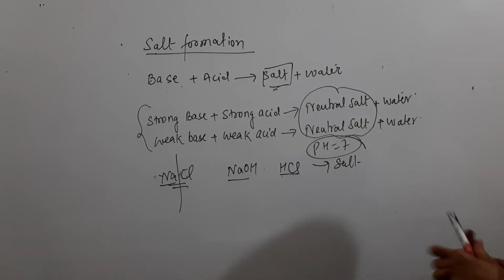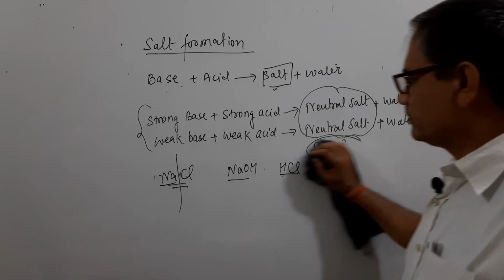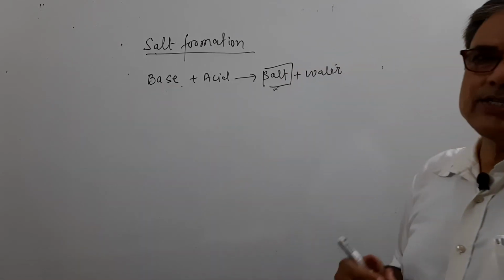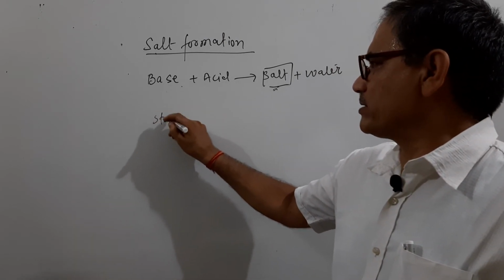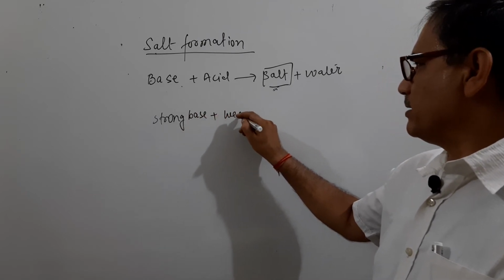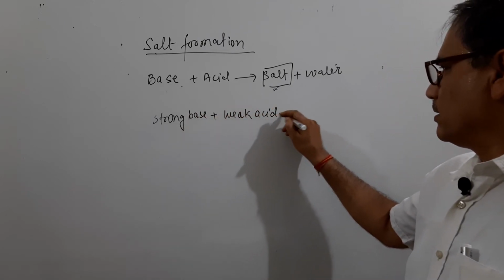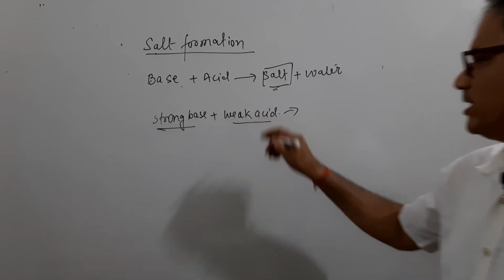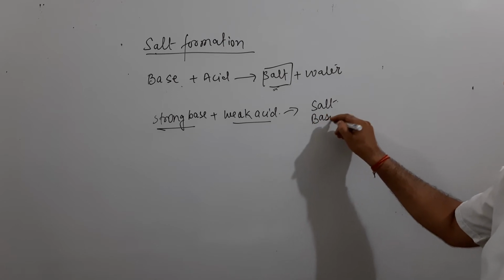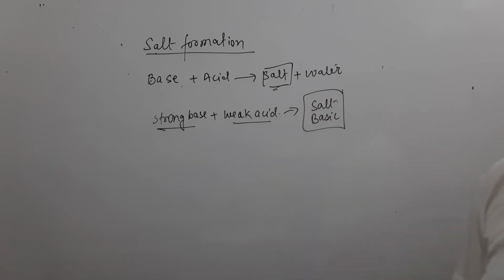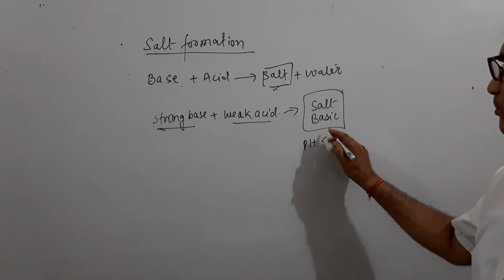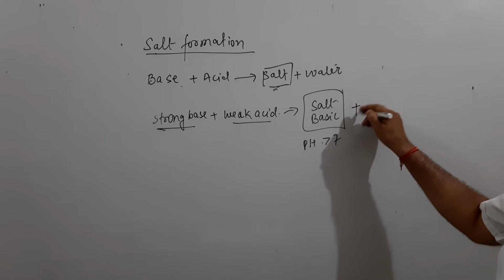The next point: if the base is strong base plus weak acid, that is, if the base is strong and the acid is weak, then it forms a salt, and the nature of the salt is basic. It is a basic salt. The nature of the salt is basic, which means the pH of this salt is more than 7, plus water.